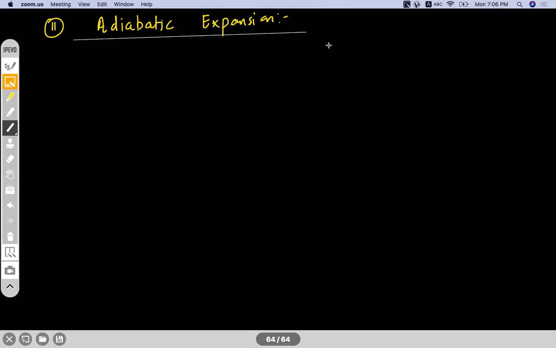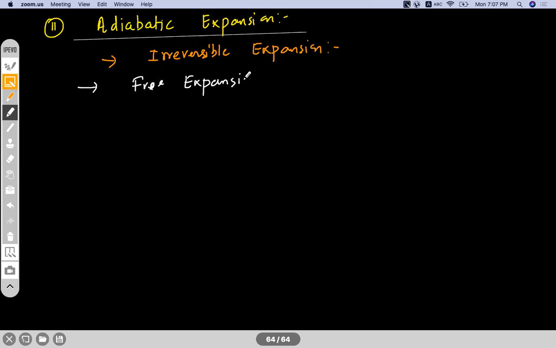So what happens if you have irreversible expansion? In case of irreversible expansion, we can again have free as well as intermediate. Free expansion, we all know, is the expansion in volume where P external is zero. When P external is zero, work done is zero. We have an adiabatic process.